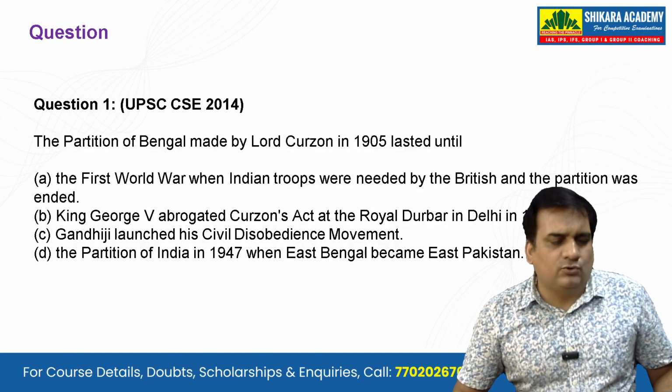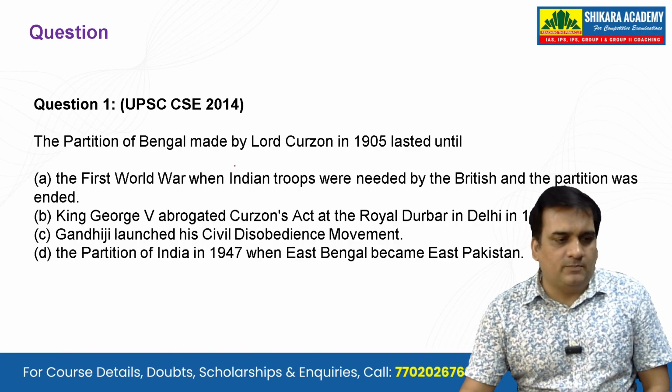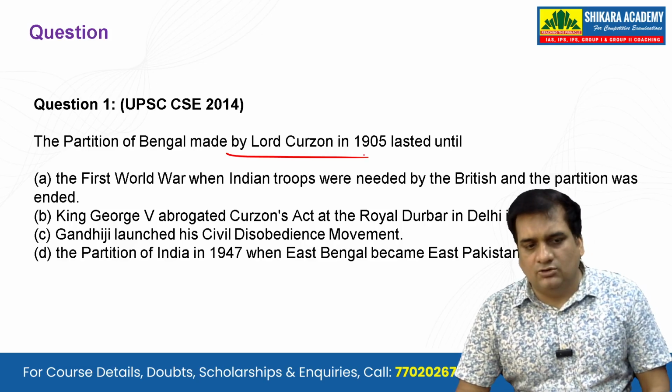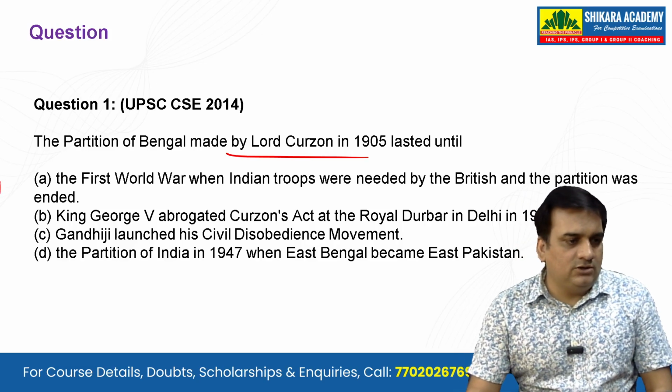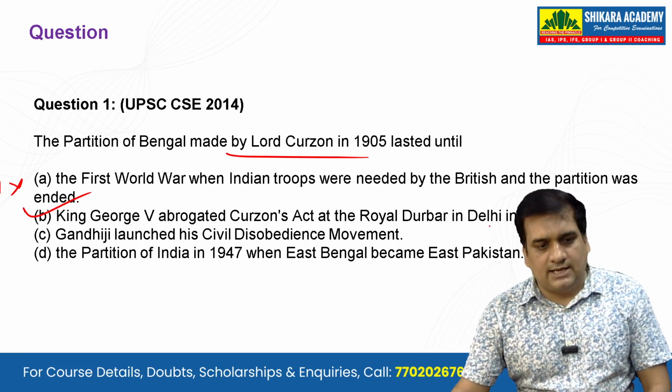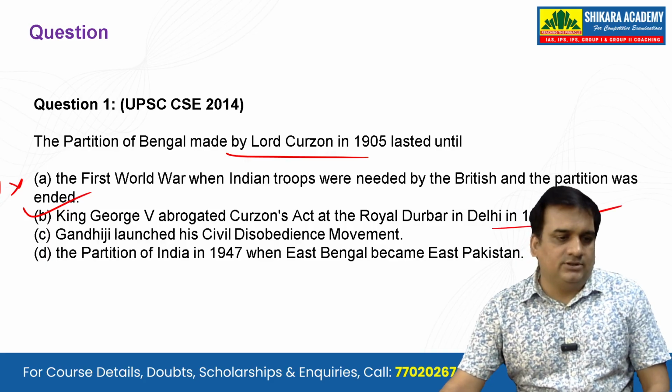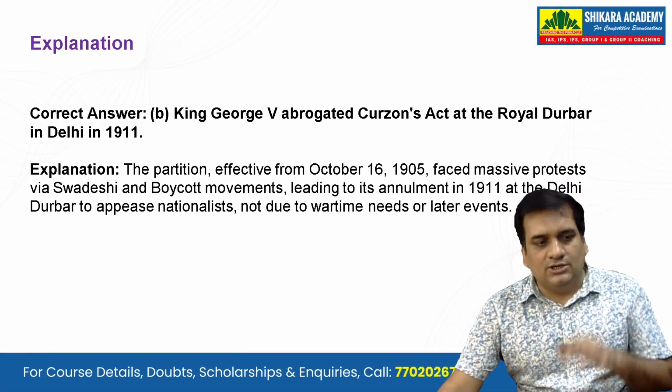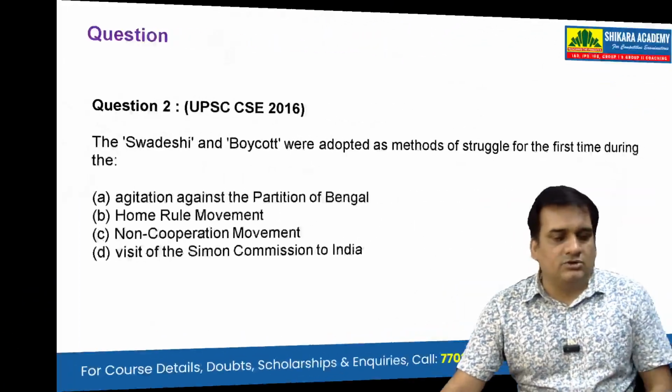Now let's see five questions one by one. Number one, the partition of Bengal made by Lord Curzon in 1905 lasted until the First World War? No, not the First World War. King George V abrogated Curzon's Act in the Royal Darbar in 1911. Yes, this looks to be correct. So guys, you can pause the video here and see the explanation for yourself.